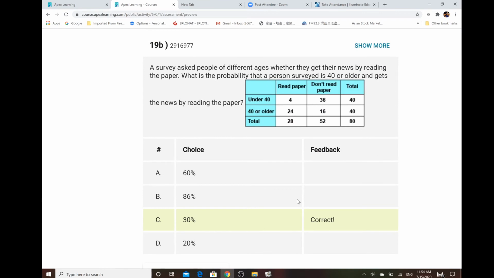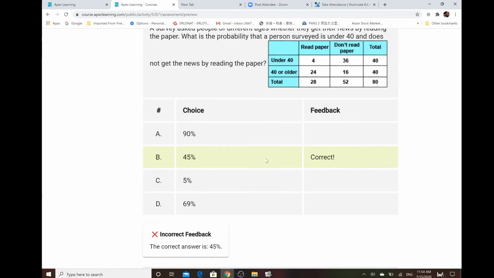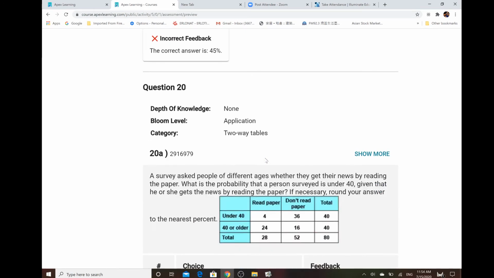Okay, so again, quite similar to what we were doing for number 19A and 18A, B, and C. So this one you can skip through all of them. And now what about question number 20?